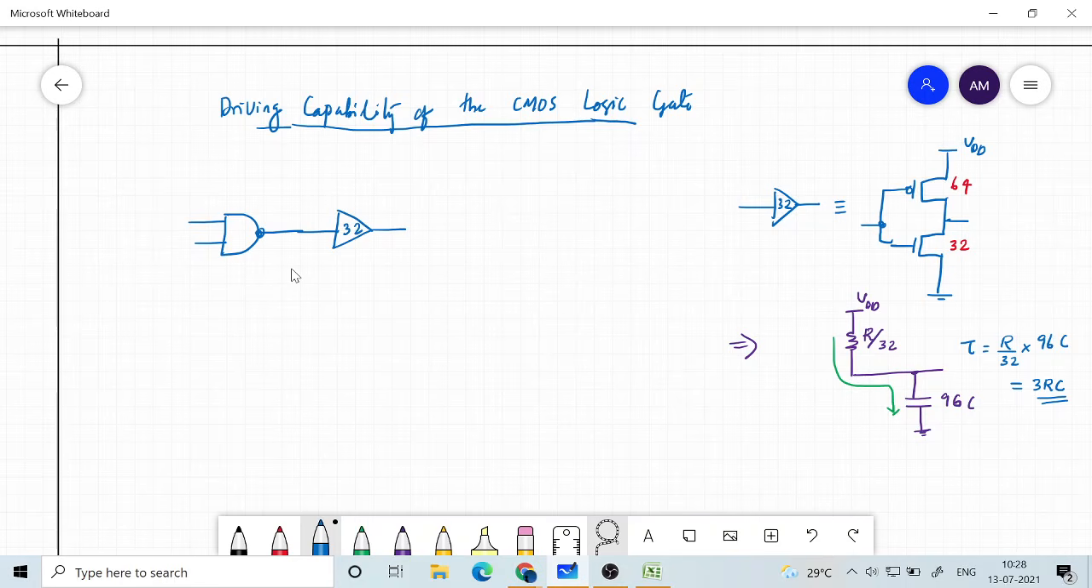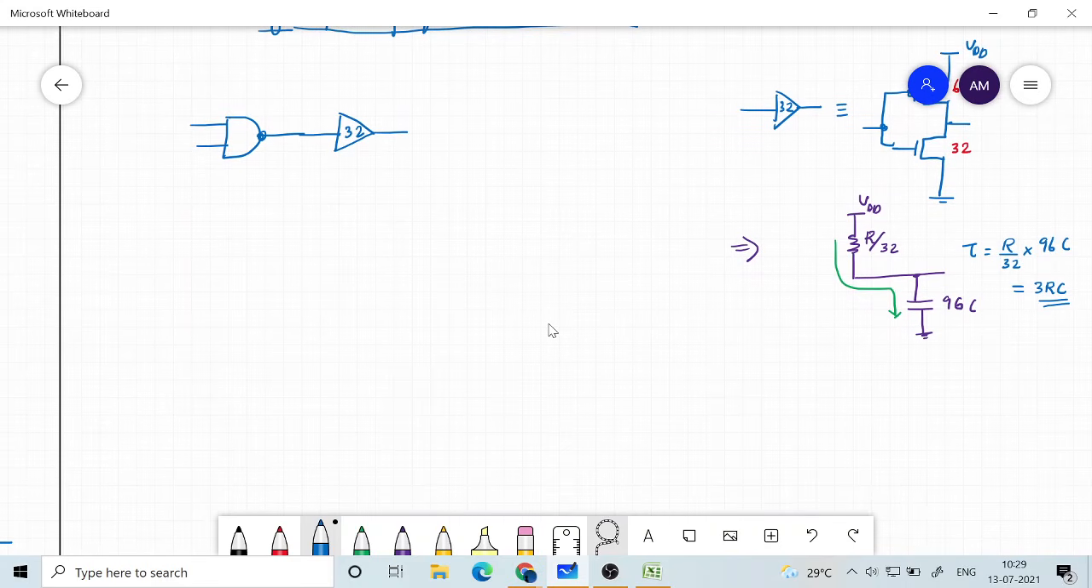Now, if you compare it with a reference inverter, we had the same, right? We had a 3C and R. For the reference inverter, this was R and this was 3C. So you can see that the delay has not changed due to the parasitic effect. The reference inverter delay is exactly the same as that of the scaled inverter.